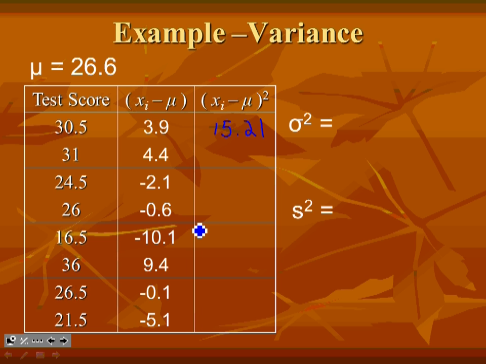Everybody find the square button. No worries. 19.30. Where's the square button? The x squared beside the exponent.